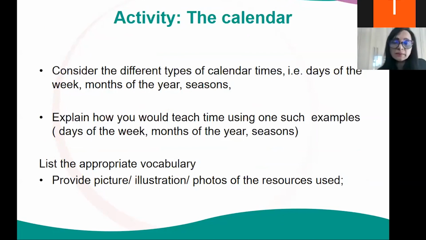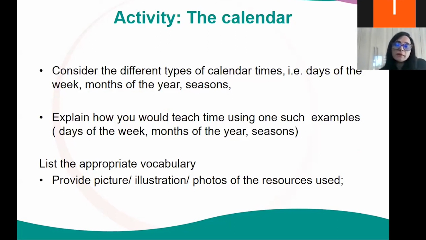The next is calendar. Now, when we talk about a calendar in the early grades, we refer to days of the week, months of the year, and seasons. They all form part of a calendar. Explain how you would teach time using such examples: days of the week, months of the year, and seasons. Here again, you would say to the children, okay, let us see now what day is before Wednesday, what day is after Wednesday, on which day do we do physical education, on which day do we do experiments in science, okay?